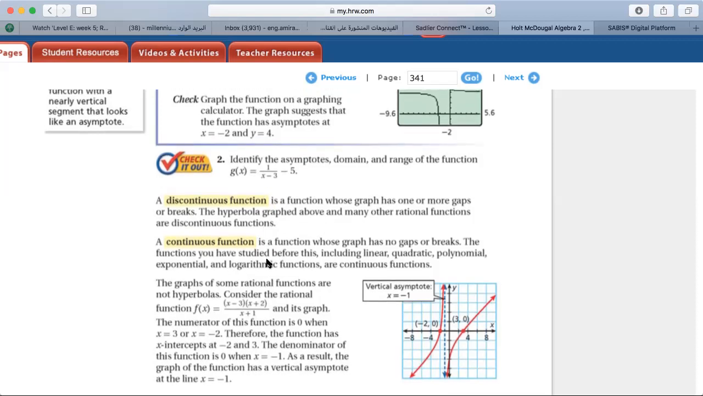What about a continuous function? A continuous function is a function whose graph has no gaps or breaks. It is continuous. That's why it is called continuous. The functions you have studied before this, including linear, quadratic, polynomial, exponential, and logarithmic functions, are all continuous functions. But the rational functions can be discontinuous or continuous.